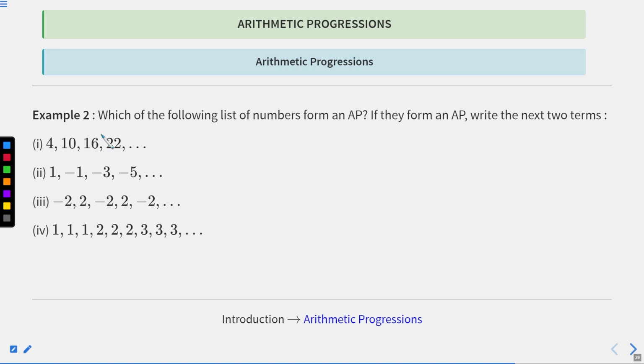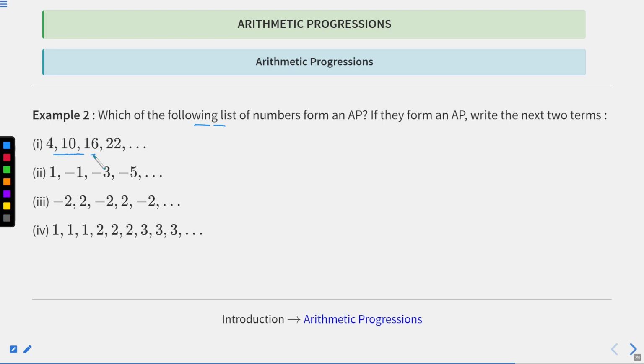In example 2, it says: which of the following lists of numbers form an AP? First we have to check which of these lists form an AP, and if they form an AP, then write the next two terms. For finding the next two terms, we need the first term of the AP and the common difference. In the first one, we are given 4, 10, 16, 22, dot dot dot.